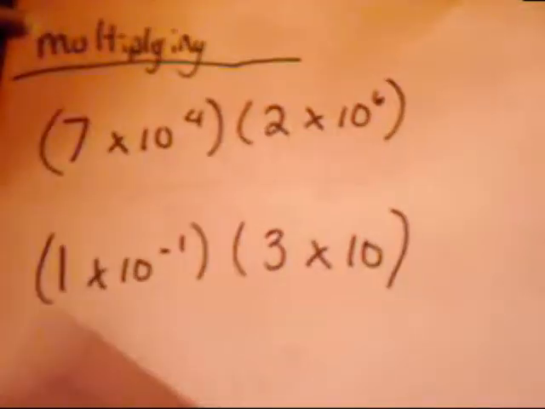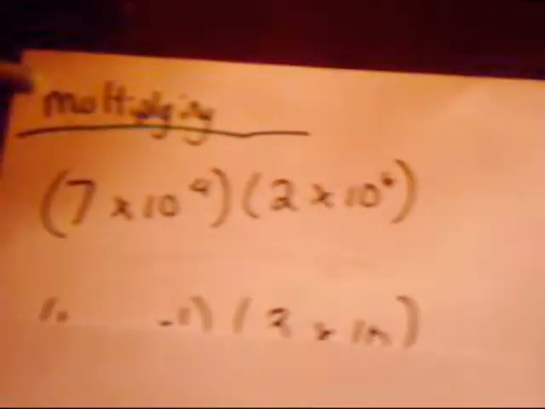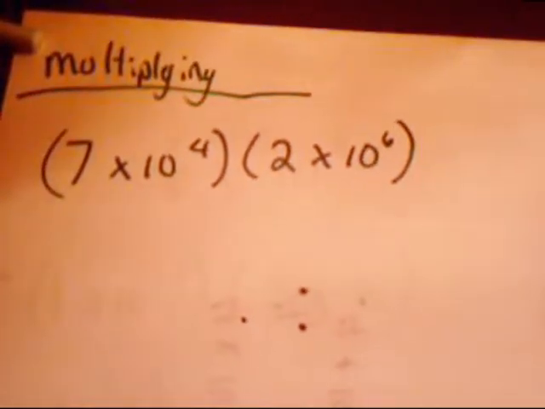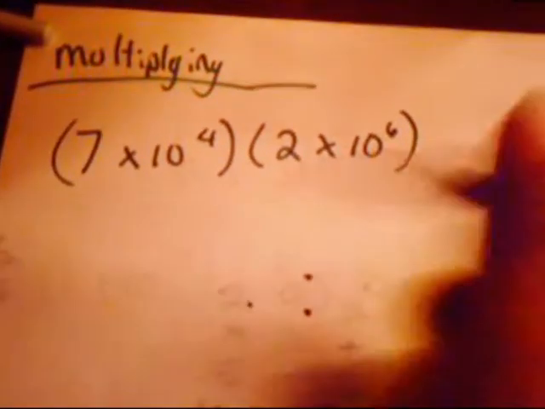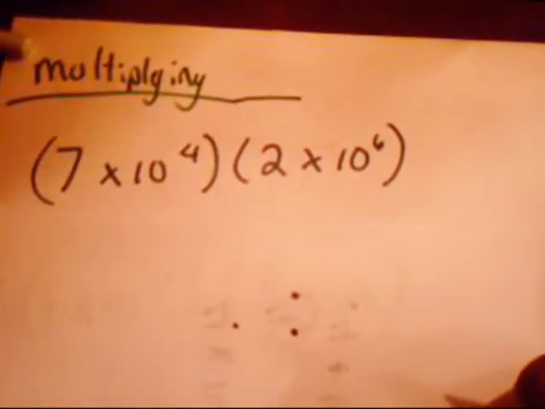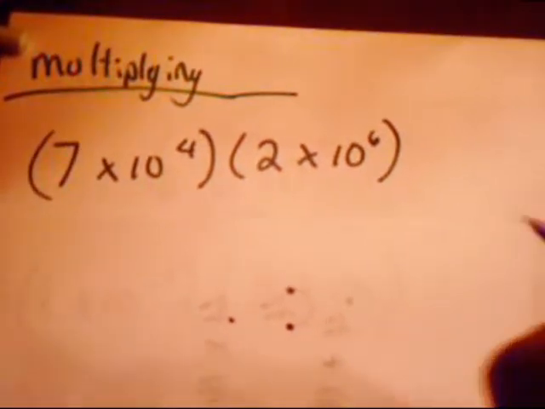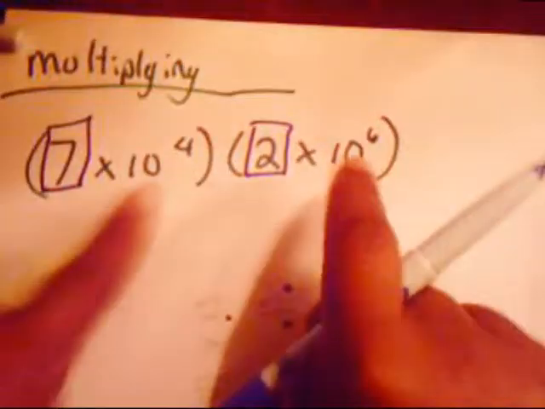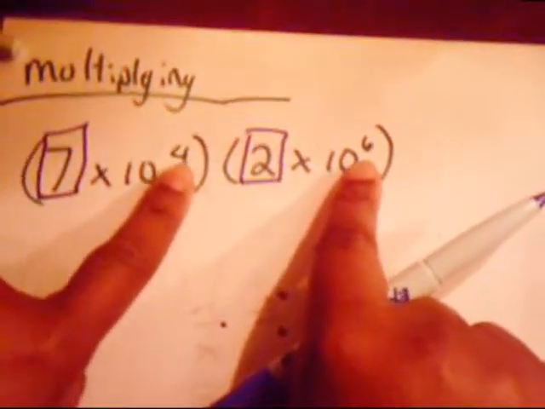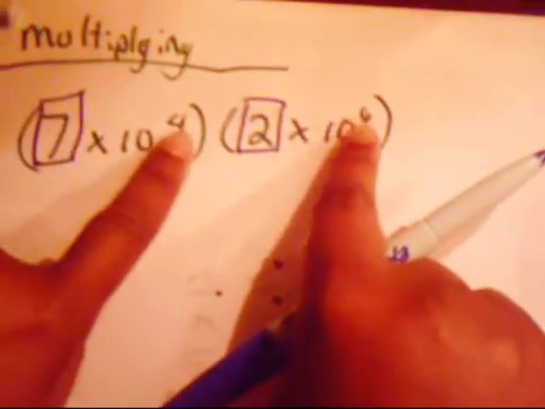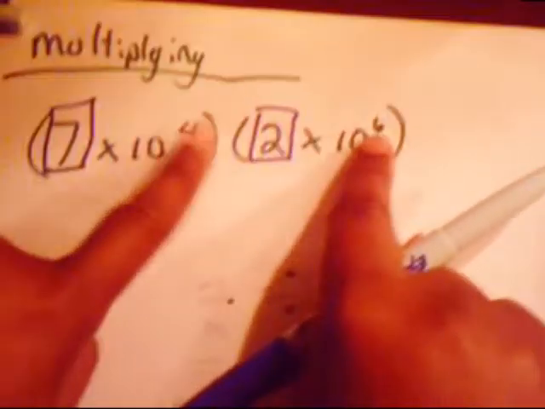Let's look at how to multiply, guys, and divide. This is easy. All right. 7 times 10 to the 4th power times 2 times 10 to the 6th power. All you have to do when you're multiplying scientific notation together is just multiply the bases. And if you remember your laws of exponents, this is power of a product. You're going to take these together and add them.